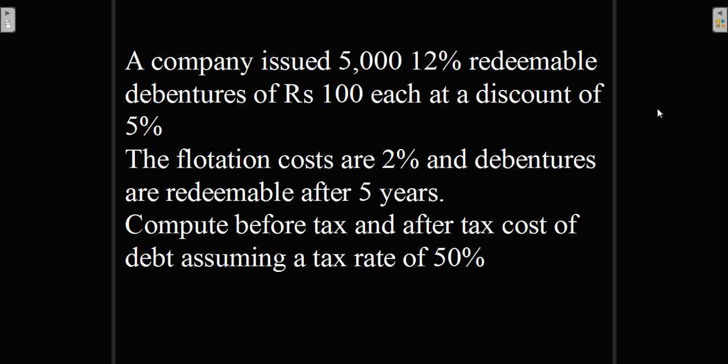Now let's see an example. A company issued 5,000 12% redeemable debentures of rupees 100 each at a discount of 5%. The flotation costs are 2% and the debentures are redeemable after 5 years. Compute before tax and after tax cost of debt assuming a tax rate of 50%. So this is a redeemable debenture, so after 5 years they have given. So let's see how to solve this problem.